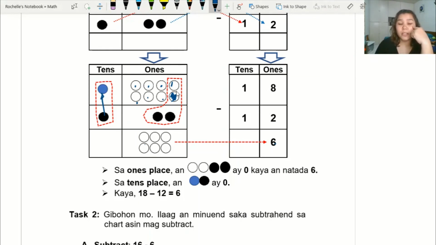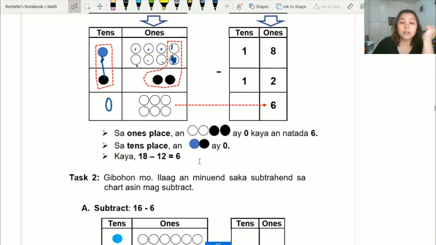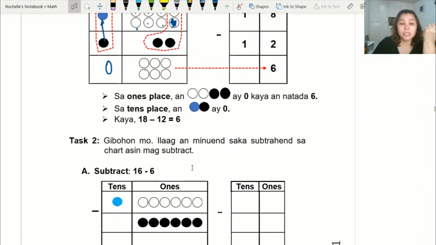How about sa tens? Do you have more objects outside the circle? Wala. So, it's 0. So, instead of writing 0 sa tens, kasi wala nang ibang number, you don't need to put 0 anymore. So, 6 will do. So, sa ones place, and white chips, nagkaigwa ng 0, wala nang natira. So, sa tens, igwa ng 0. Kaya, 18 minus 12 equals 6.